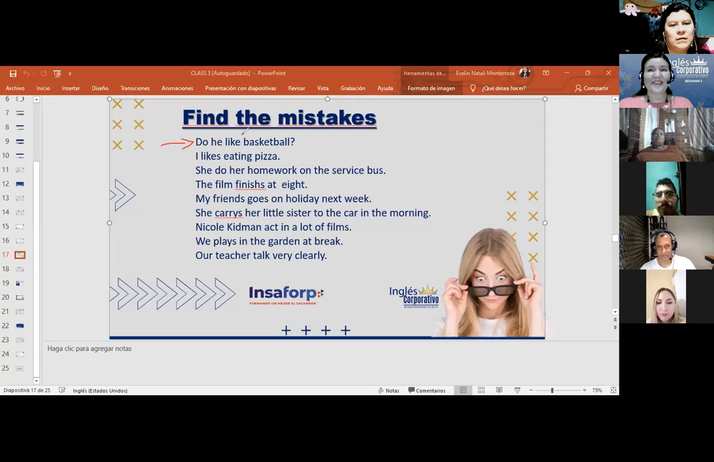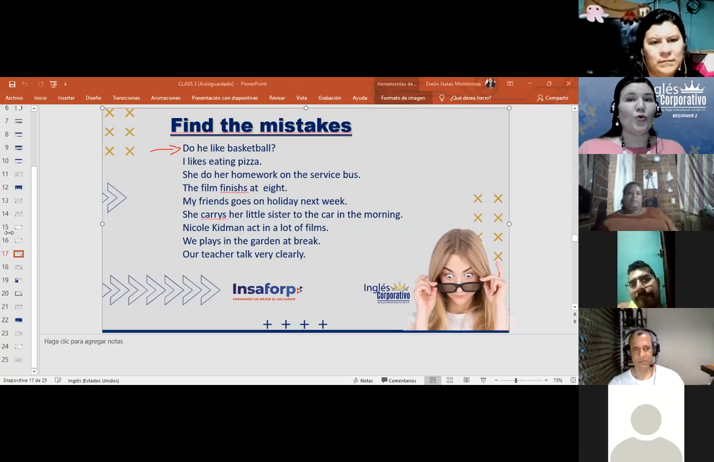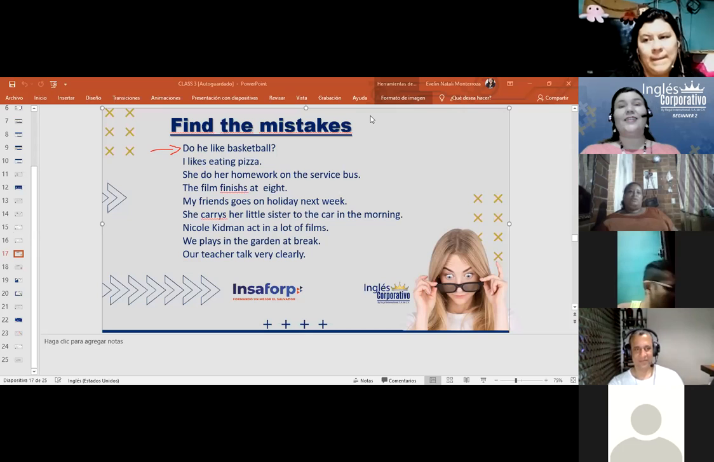Okay. Sería la forma del verbo. But what is the correct form? ¿Cuál sería la forma correcta entonces? It says, do he like basketball? What type of auxiliary do you use with he, sorry? Does. Por ahí vamos.